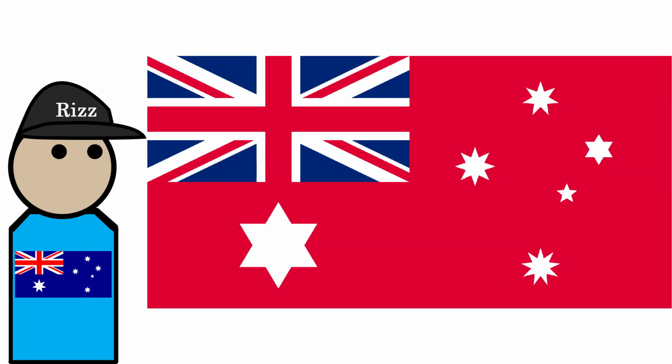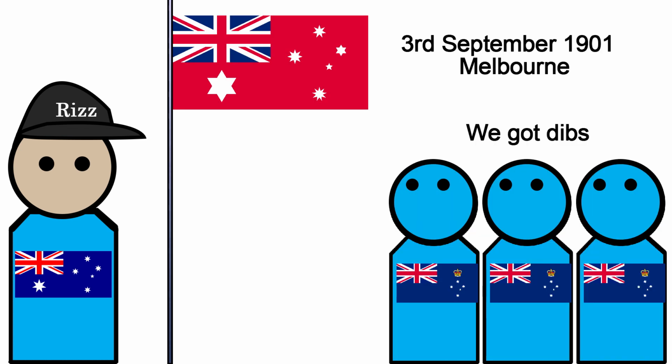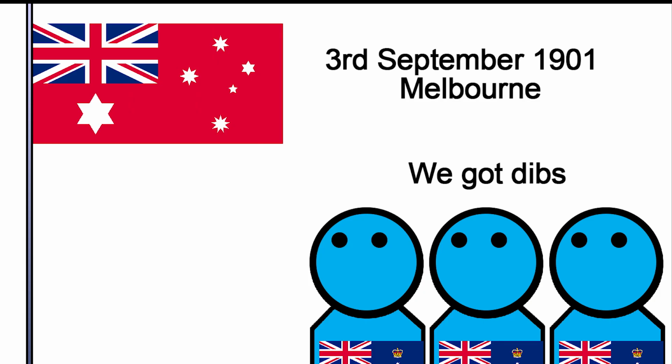All flags had the Union Jack at the top left corner, a 6-point star below, known as the Commonwealth Star, each point representing the 6 states that formed the Federation. The difference of the flags came to the points of the stars on the Southern Cross, the constellation. The flag was flown on 3rd September 1901 in Melbourne. Yay, we have a flag.